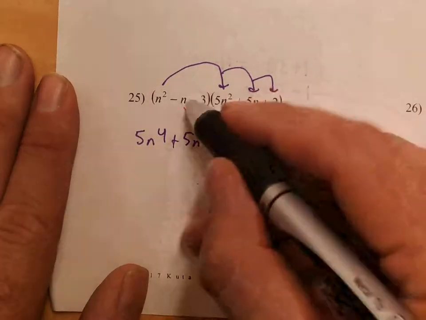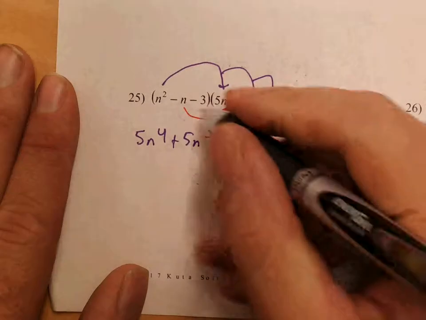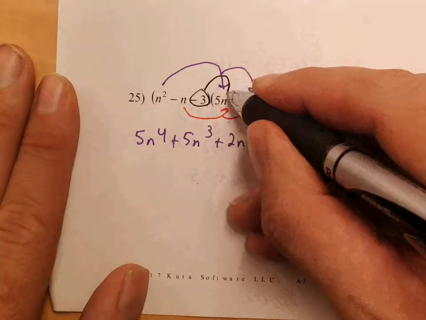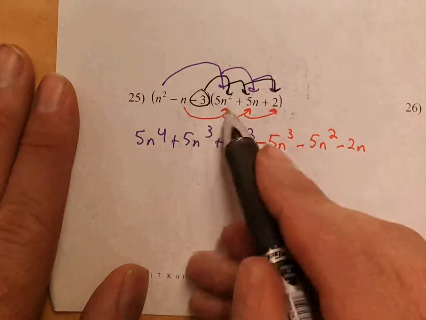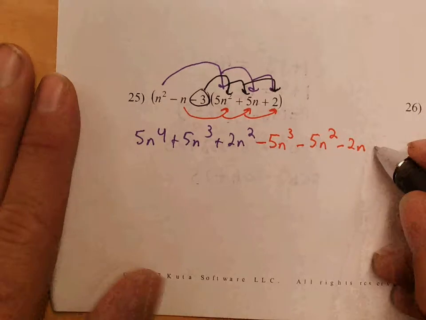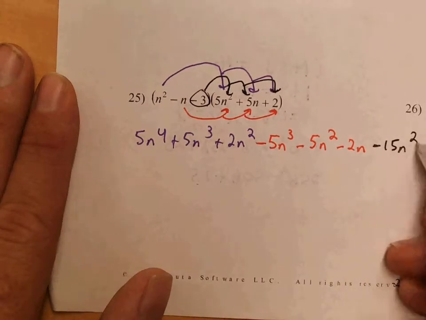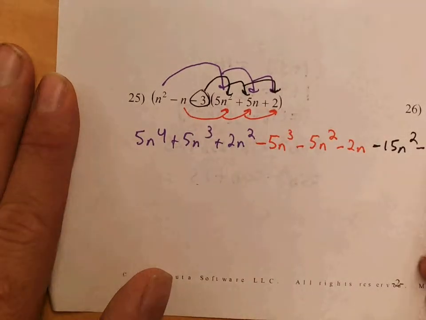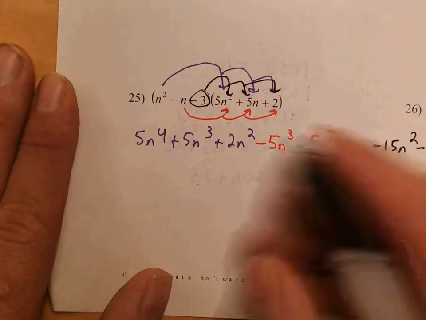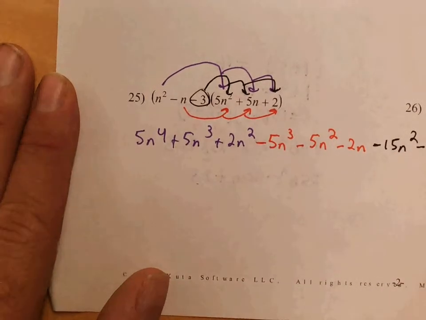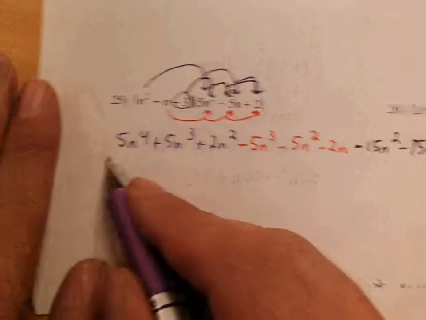Last, we've got the negative 3, and that will also distribute times each one of the other three terms. Negative 3 times 5n squared is negative 15n squared. Negative 3 times 5n is negative 15n. And negative 3 times 2 is negative 6. Finally, we need to combine our like terms.